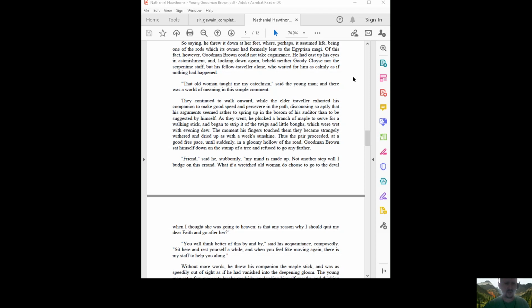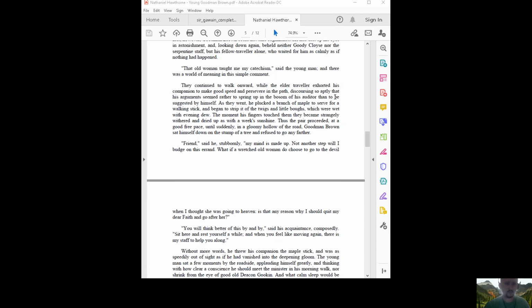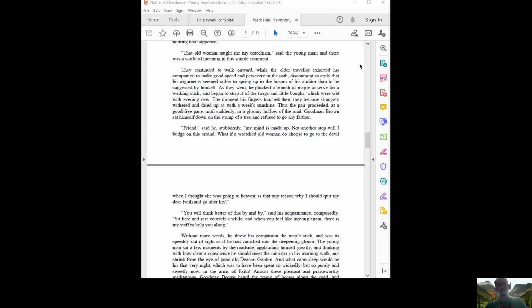So, yeah, the old lady and the staff are just poof, gone, so that's normal. That old woman taught me my catechism, said the young man. And there was a world of meaning in this simple statement, meaning his faith, the inner faith, is getting a bit shaken by this. Seeing such good people turn out not to be good people, maybe, if we can trust Satan.